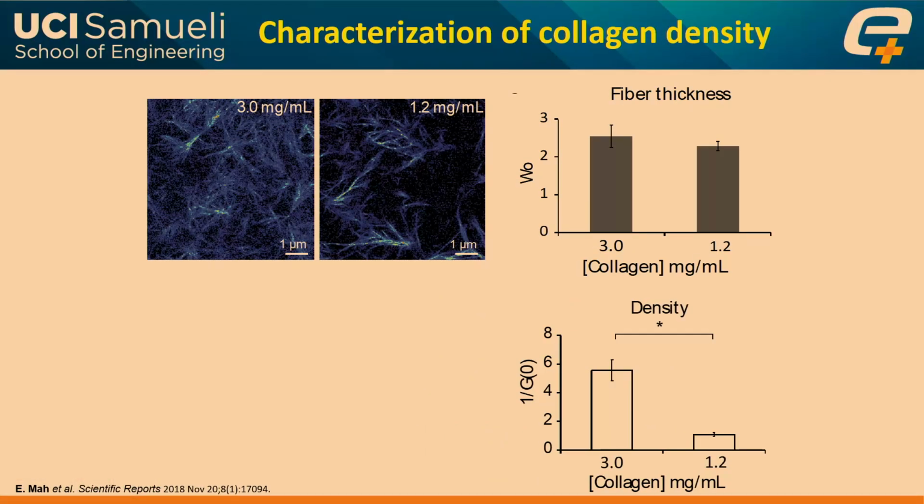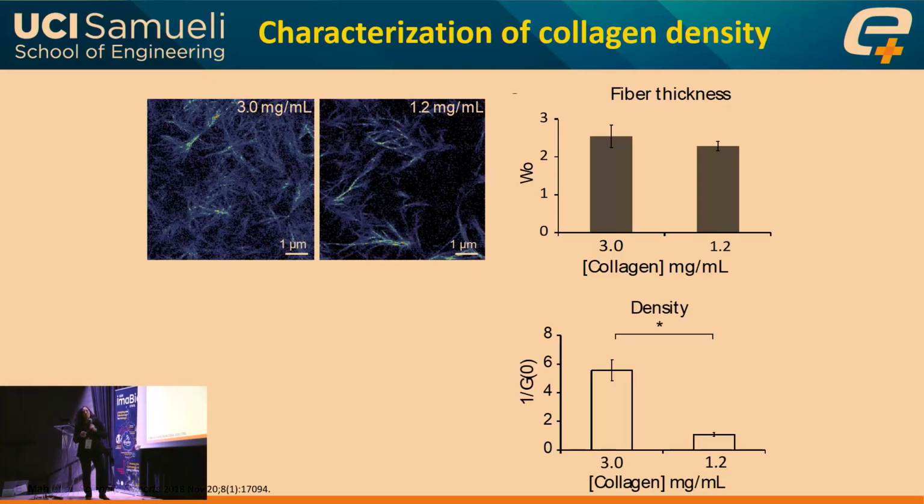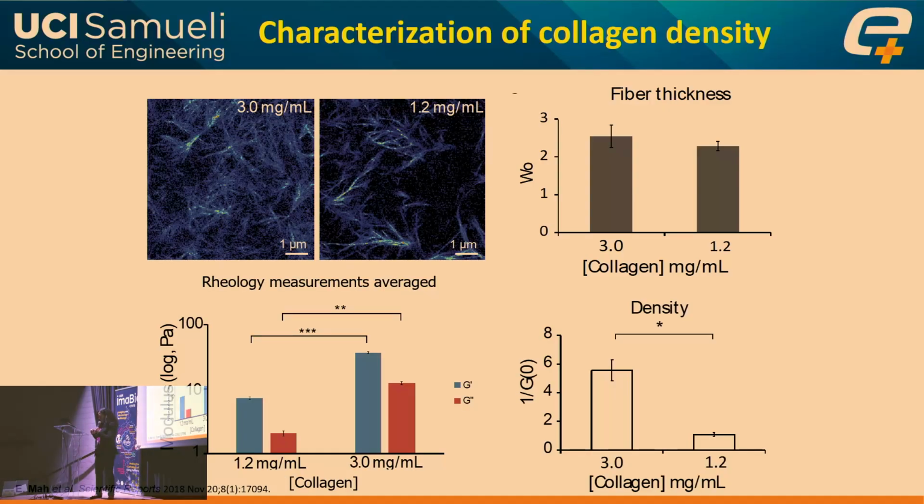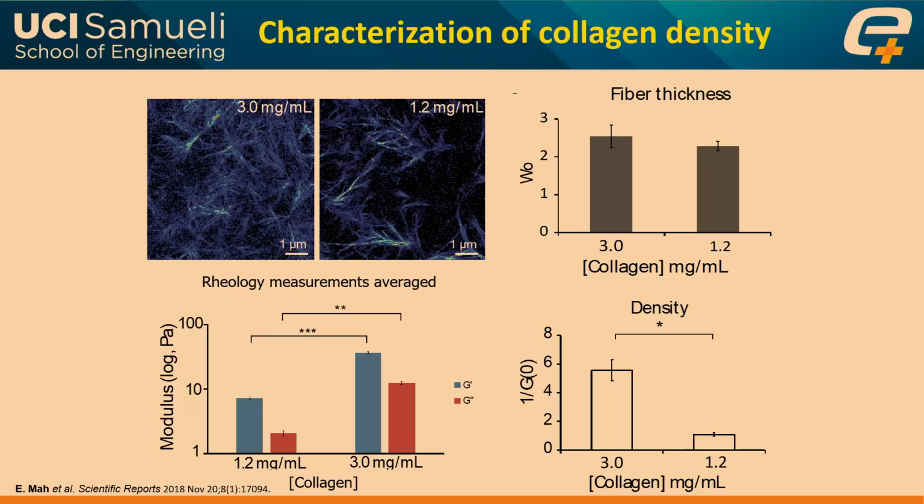So under two different ECM densities, 3 milligrams per ml of collagen or 1.2 milligrams per ml of collagen, you can just visually see that this is more dense than these structures here. And we can calculate the fiber thickness. There is a statistical difference between these, and then the density based on the amplitude of the correlation function. But if that's not enough, we also use rheology measurements to measure the modulus of the ECM density. And you can see that they are statistically significant.